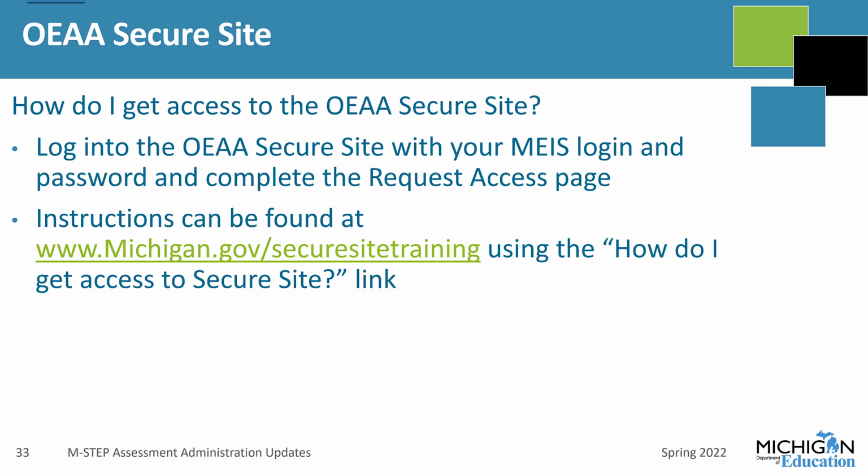You log into the OEAA Secure site using your MEAS login and password. That will bring up the Request Access page, which gives you directions on how to request access. If you need detailed instructions or additional help, then the Secure Site training page can help you. Go to www.michigan.gov/Secure Site Training and click right at the top of the page, How do I get access to Secure Site?